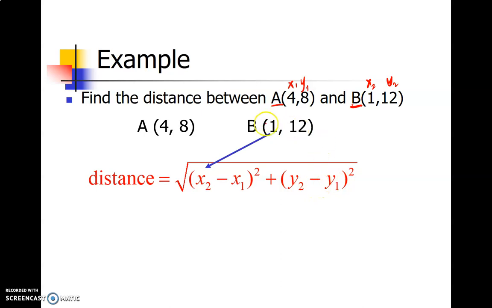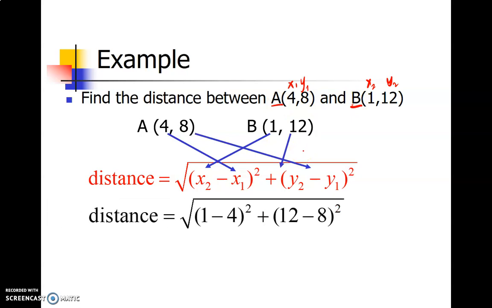So this one will be your x2, and this one will be your x sub 1. As I said, this one will be our x2, which is point B, and point A will be the x1, or point 1 and point 2. That is how you substitute all the values. Then after that, we just do the operations.